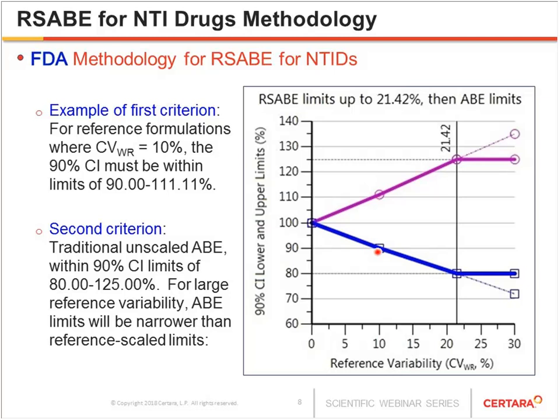These continue to widen until we get a CV% up to 21.42%, after which we encounter the second criterion where the FDA recommends using traditional unscaled ABE within 90% CI limits of 80 to 125. So for larger reference variability, we have a cap. We no longer are widening the confidence interval, and we're simply using the traditional 80 to 125 limits.